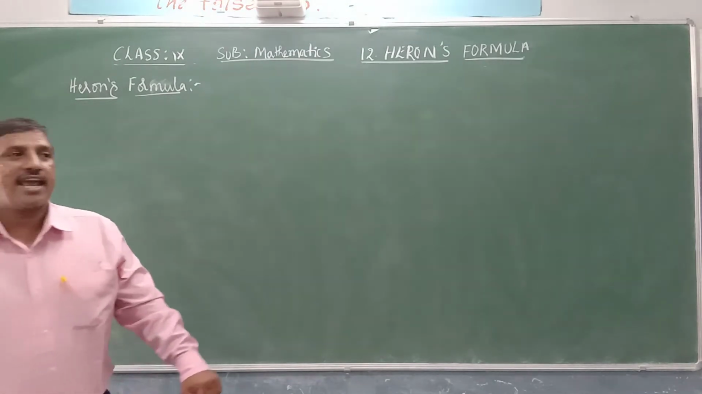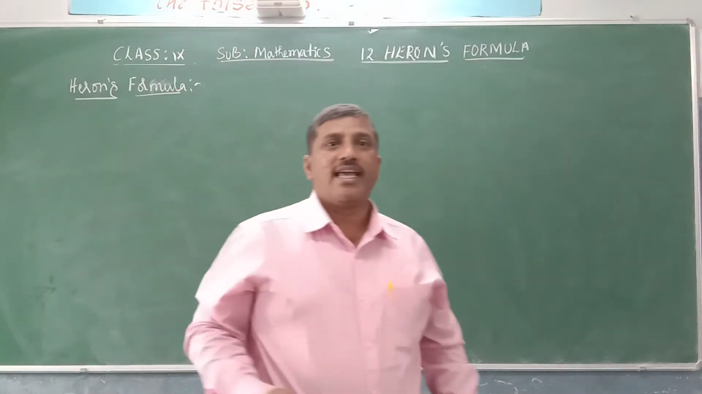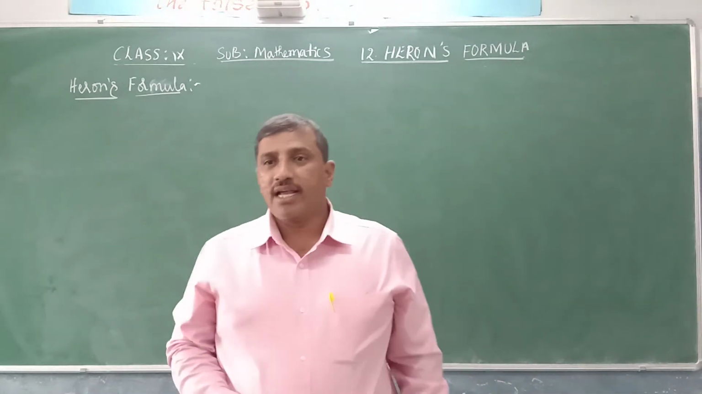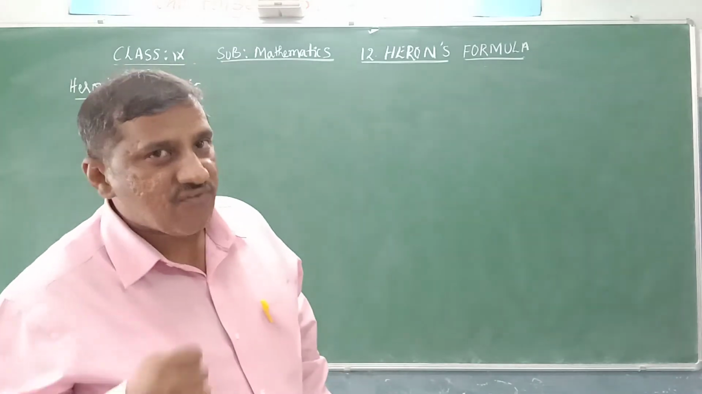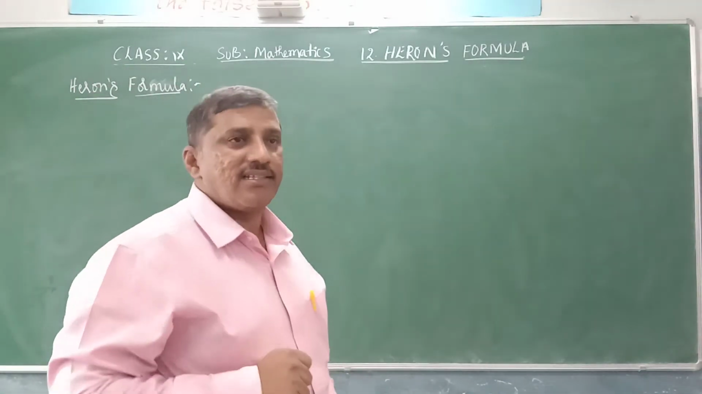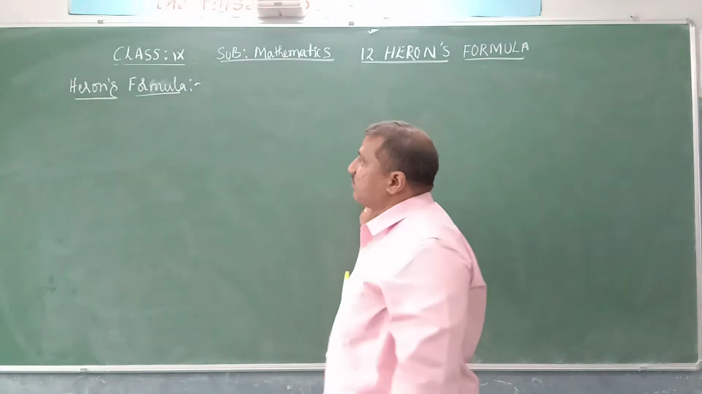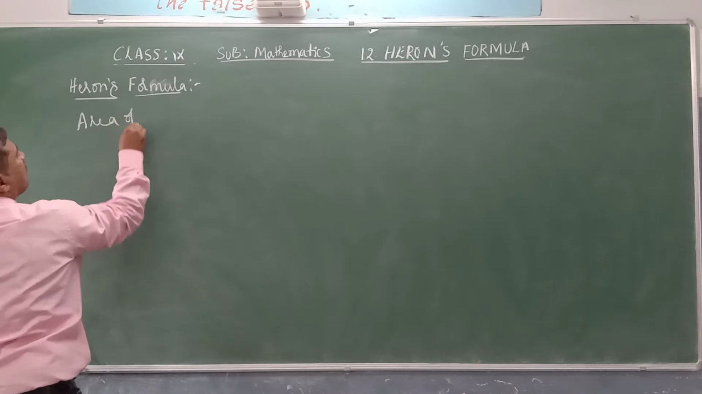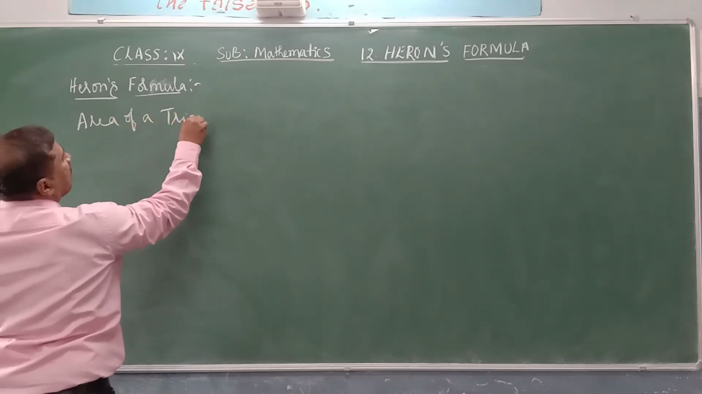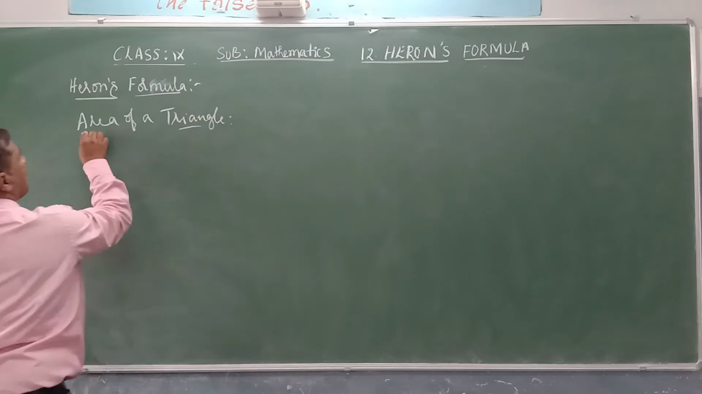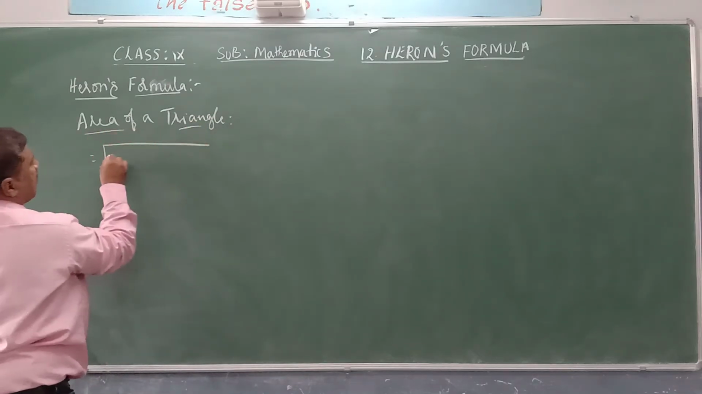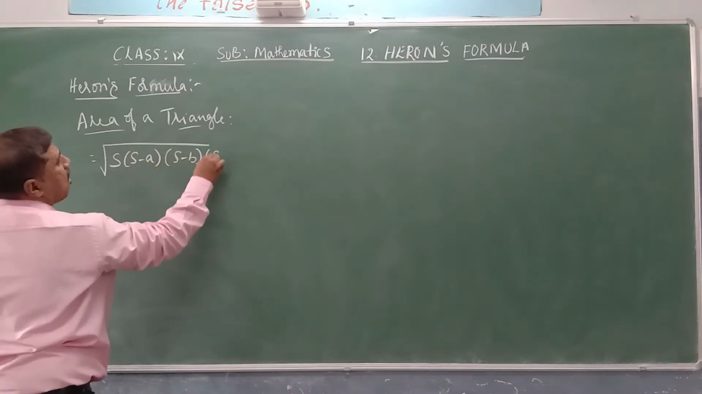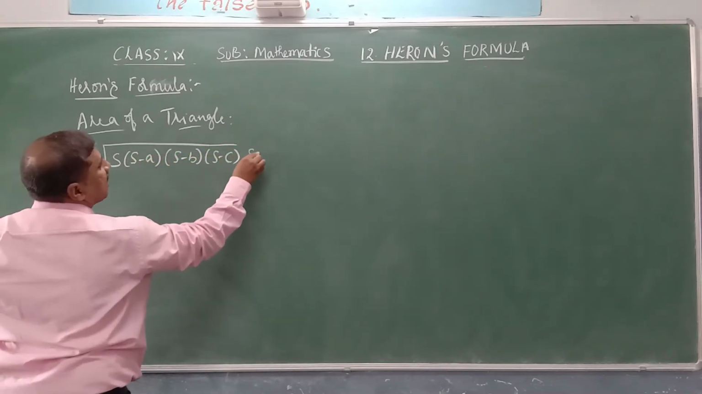As we discussed, Heron's formula is used to find the area of a triangle when three sides are known to us, and if it is difficult to find the altitude of the triangle, that is the height of the triangle, we use this formula. So Heron's formula for the area of a triangle is equal to square root of s into s minus a into s minus b into s minus c square units.